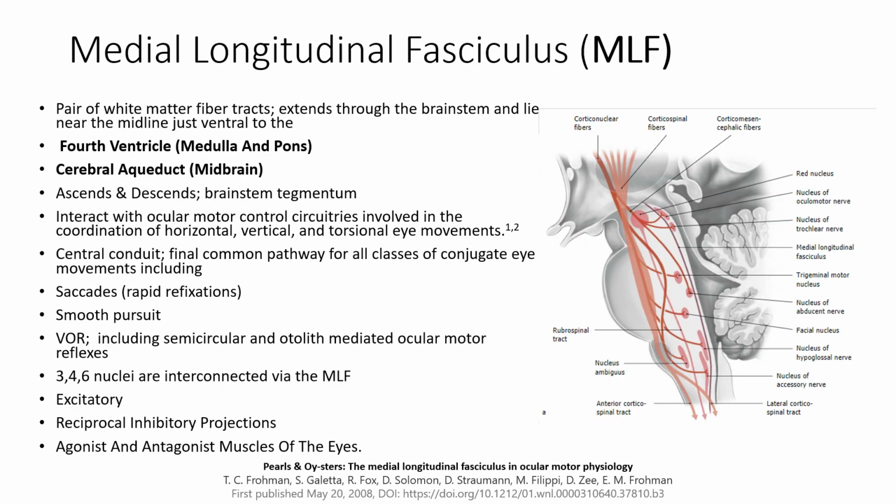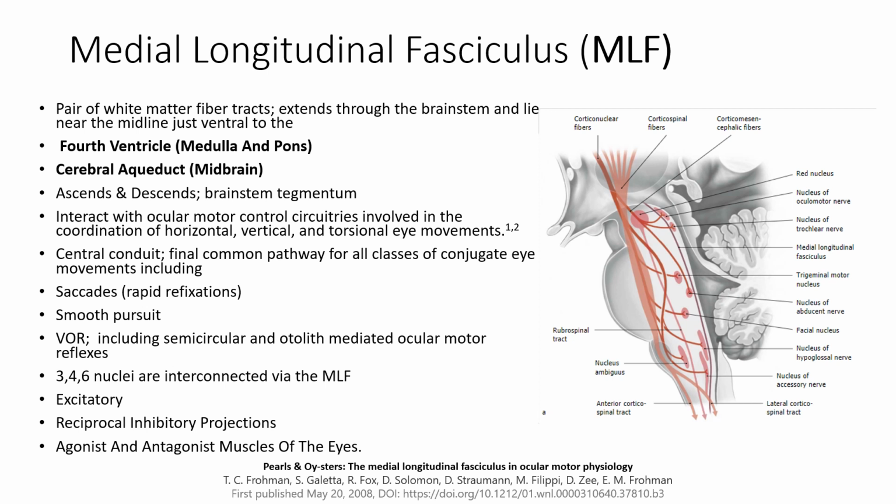The MLF is organized as a pair of white matter fiber tracts that extend through the brainstem and lie near that midline just ventral to the fourth ventricle in the medulla and the pons, and the cerebral aqueduct in the midbrain. The MLF contains fibers that ascend and some that descend within the brainstem tegmentum and interact with oculomotor control circuitries involved in the coordination of horizontal, vertical, and torsional eye movements. So it goes up, it goes down, and it's coordinating our eye movements for us.